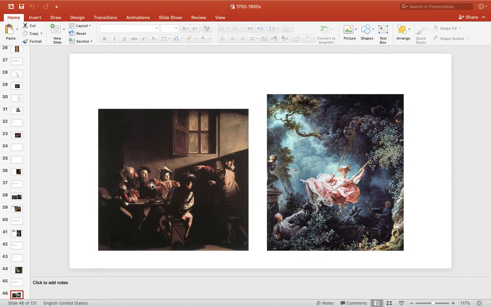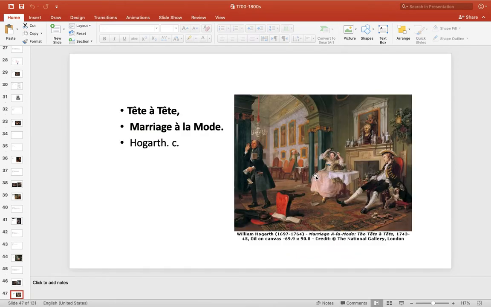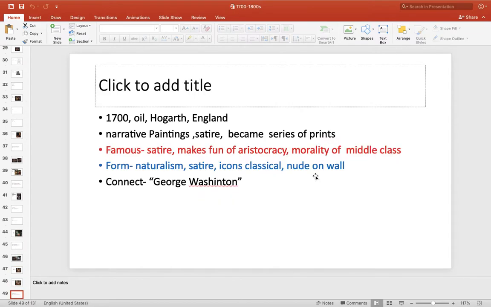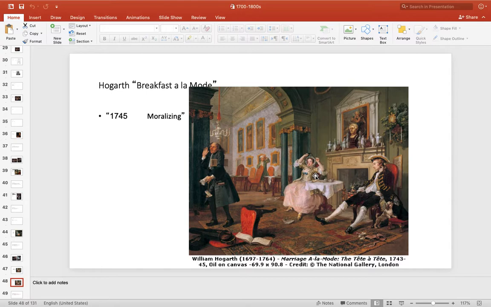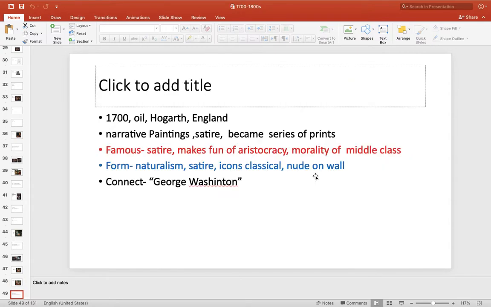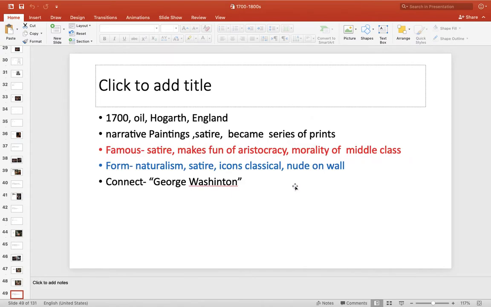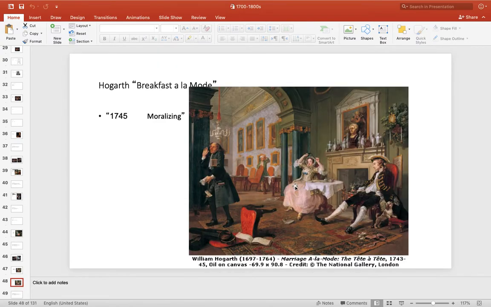Serious painting of the 1600s, fun painting of the 1700s. All right, Marriage a la Mode, Hogarth. What's up with this one here? All right, it is an oil painting from England in the 1700s. And it's going to be a narrative, its function, it is a narrative painting. It tells a story, and it is satire. It's making fun of the aristocracy. Famous, satire, makes fun of the aristocracy and elevates the morality of the middle class.